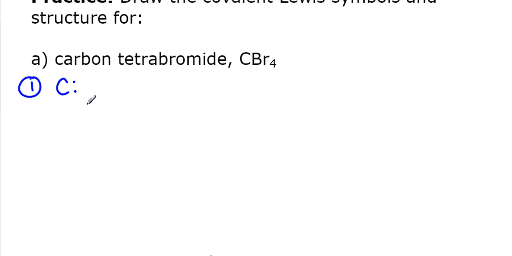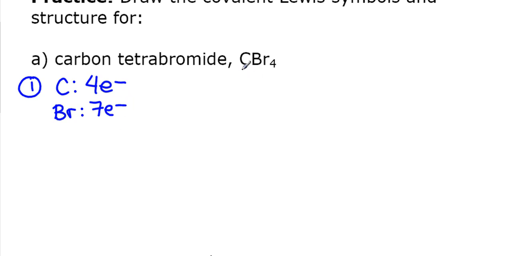First, we're going to look at what group carbon is in. So if we go back to our last lesson, carbon is in group 4, which means it has 4 valence electrons. We're going to do the same thing for bromine. Look on your periodic table, and bromine is in group 7. So it has 7 valence electrons.